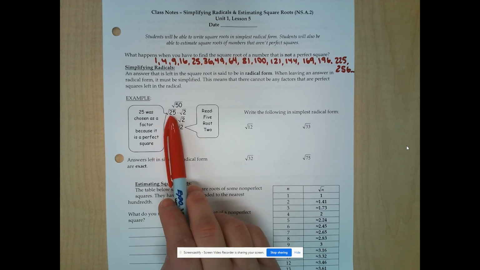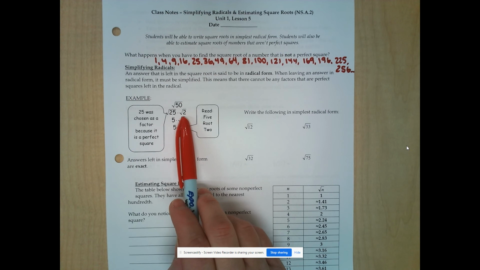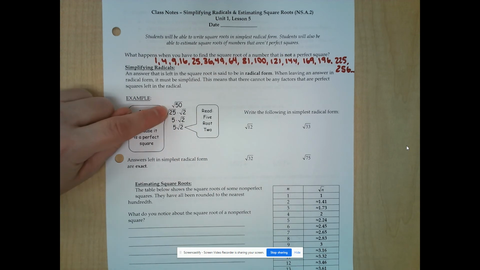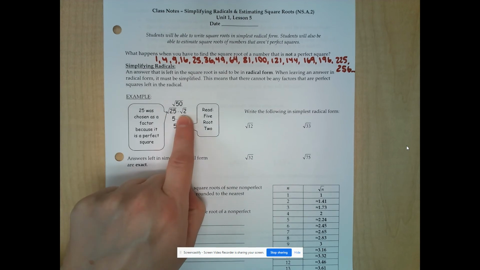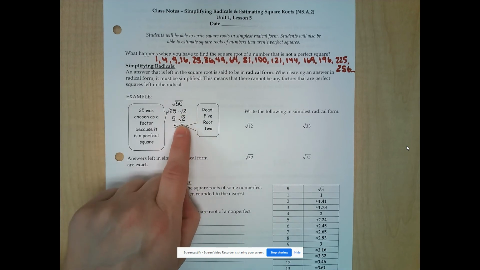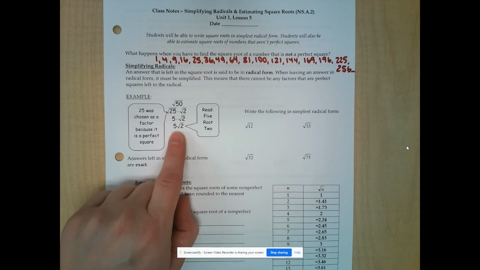So the square root of 25 times the square root of 2 is worth the same as the square root of 50. And you'll notice that I took the square root of 25 and got 5. Then I can't take the square root of 2 and get a nice friendly number. It would be an irrational number. So I leave it as the square root of 2. And the final answer would be 5 root 2.